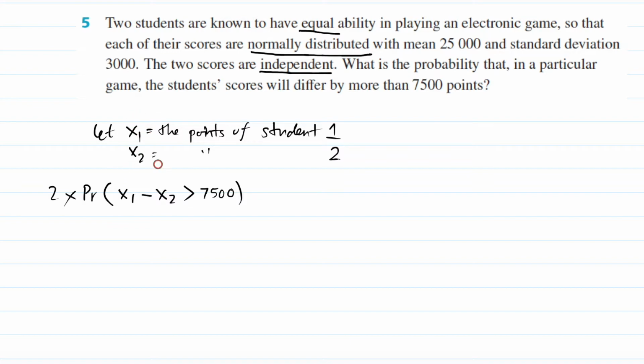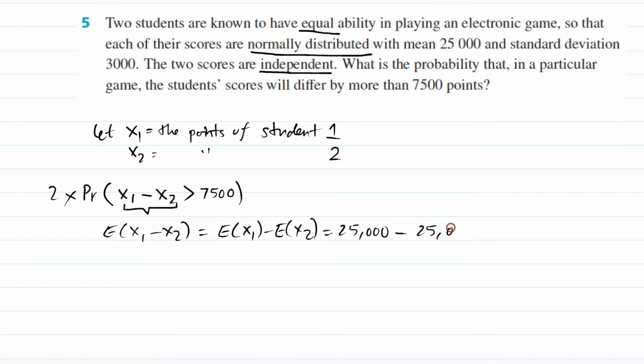Okay, so first of all, we need to establish the mean and standard deviation of x1 minus x2. The mean for x1 minus x2, as we know with independent variables, the formula is E(x1) minus E(x2), right? So in that case, we know E(x1) and E(x2) are the same. They have an equal ability to play the electronic game, which in this case is just 25,000 minus 25,000. So your mean for the difference in points is 0.